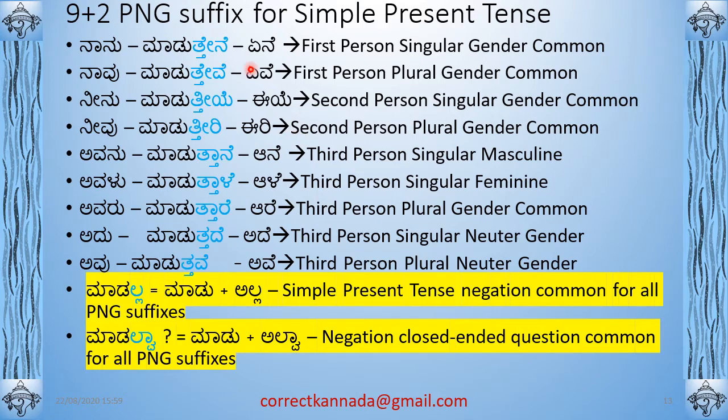Okay, so the complete set now: 9 png suffixes plus the 2 negation-related ones. The 2 extra will be ಮಾಡಲ್ಲ, ಮಾಡು plus alla, ಮಾಡಲ್ಲ, simple present, common for all png suffixes. ನಾನು, ನೀನು, everything will be ಮಾಡಲ್ಲ. Then ಮಾಡಲ್ವಾ is the closed-ended negation. Have you not done? This is the model. So model and model. Okay.